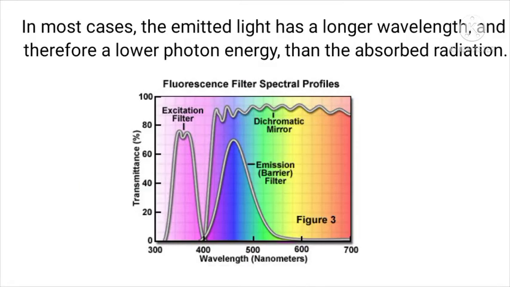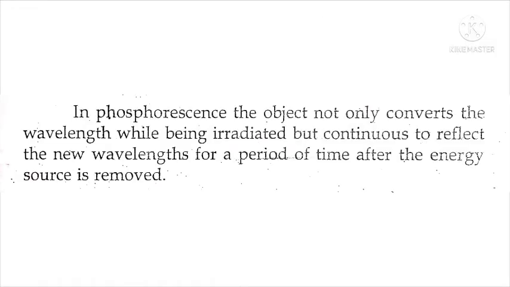Fluorescence: in most cases, the emitted light has a longer wavelength and therefore a lower photon energy than the absorbed radiation. In phosphorescence, the object not only converts the wavelength while being irradiated but continues to emit the new wavelengths for a period of time after the energy source is removed.